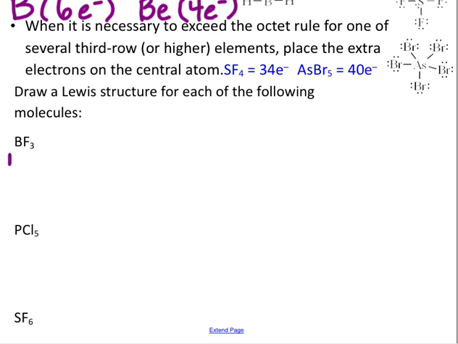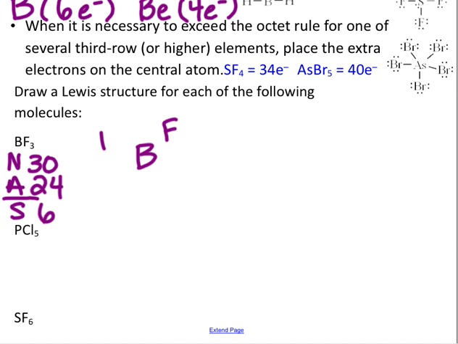BF3, needed available shared. How many do we need? Boron needs 6. 6 plus 8 times 3 is 30. 24 plus 6 is 30. We actually have 3 plus 21, 24. So we're going to share 6. So boron the moron goes in the middle. Least electronegative goes in the middle. And halogens, unless they can expand their octet, they're not going to be in the middle. Now, some of them will, the big ones, but not these guys. So they're always on the outside.